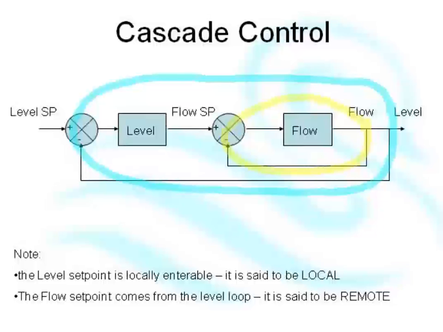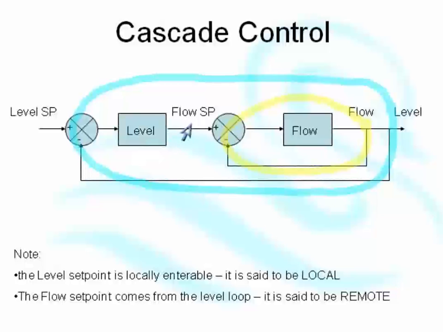The way this works is that the flow loop outputs to the valve. The level loop outputs to the set point of the flow loop. So here's the level loop. It doesn't output directly to the valve, it outputs to the set point of the flow loop. Now, as far as naming goes, the flow loop is not enterable by the operator because the flow loop is being dictated by the level loop.